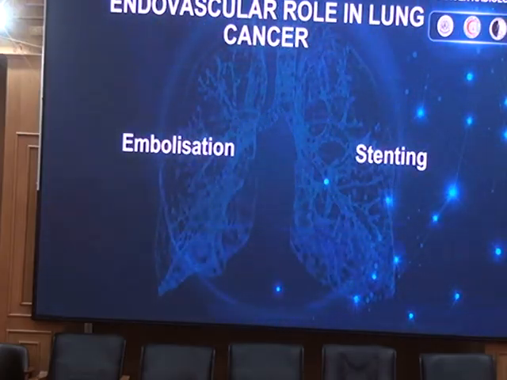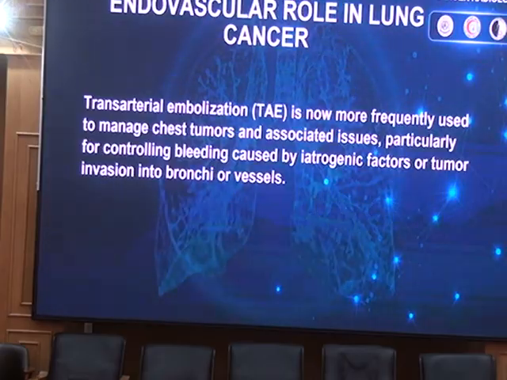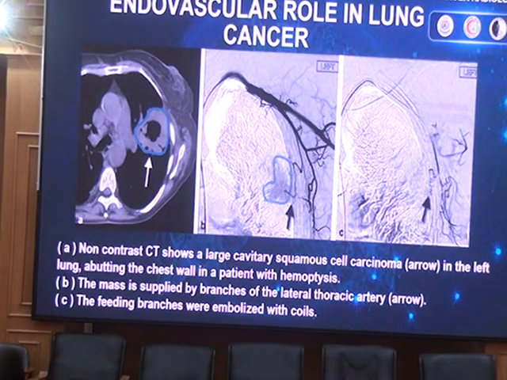Endovascular techniques include embolization and stenting. Transarterial embolization, as Professor Talal talked to us, is used to manage chest tumors causing massive hemoptysis, with more than 600 milliliters per day or more than 200 milliliters of blood per hour. This case shows a cavitating lung lesion, a large cavitary squamous cell carcinoma. Angiography reveals the supplying blood vessel, which arises from the lateral thoracic artery. Feeding branches were embolized with coils, and there was no tumor blush.